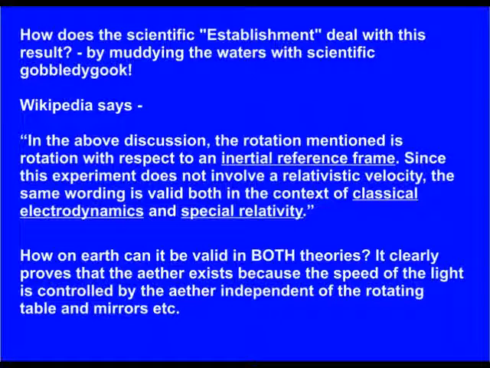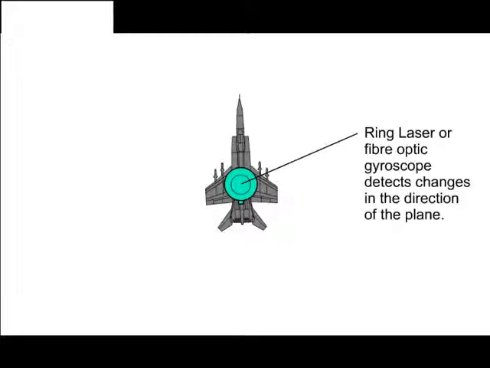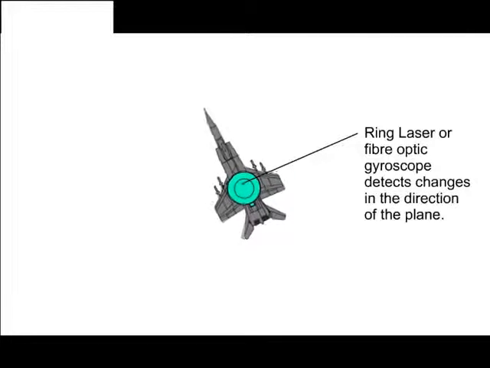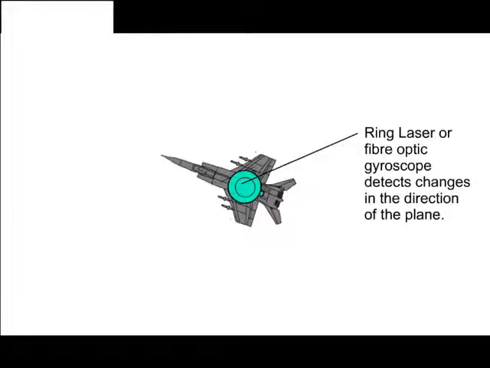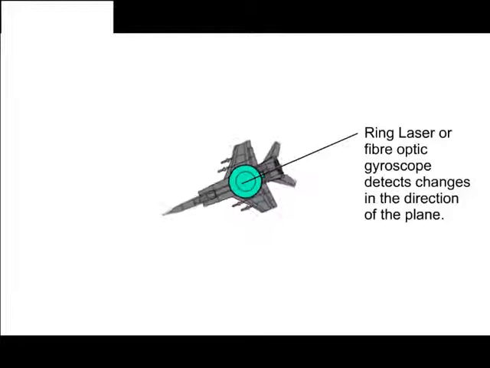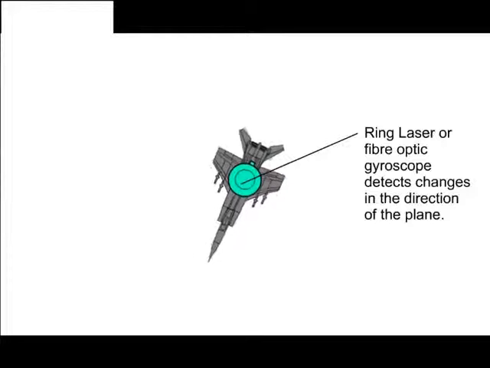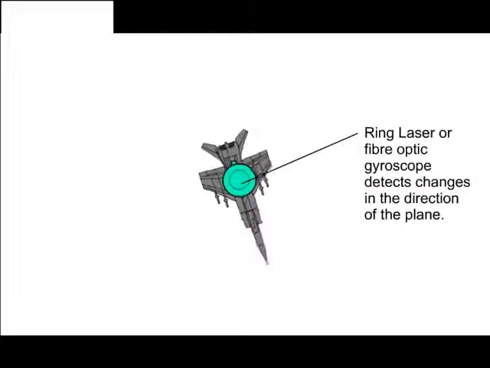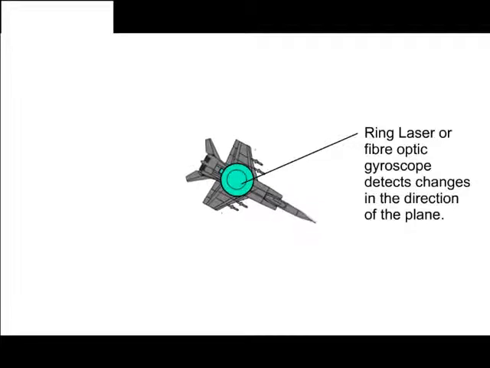How on earth can it be valid in both theories? It clearly proves that the ether exists because the speed of the light is controlled by the ether, independent of the rotating table and mirrors. This Sagnac effect is used by airlines for their compass directions. As the plane turns, the change in the fringes are translated into a change in the direction of the plane that then registers on the cockpit compass.